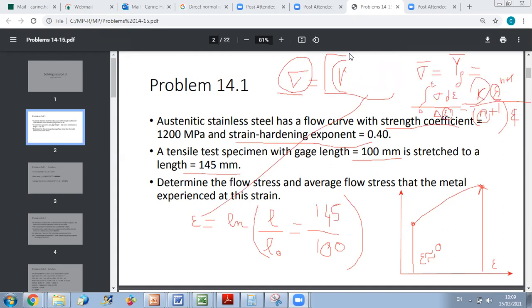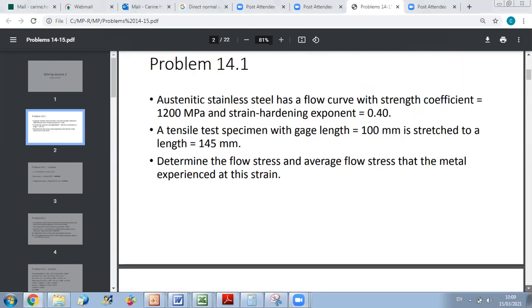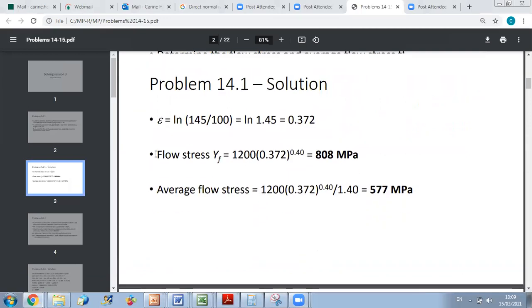So here we can see the details of the calculation. We have epsilon equal to ln of L over L0. The flow stress is calculated by K epsilon to the power n. And then the average flow stress is calculated from K epsilon n over n plus 1. And of course, you will see that the average flow stress will be lower than the maximum stress. And it will be between the yield stress and the flow stress at the point of interest.